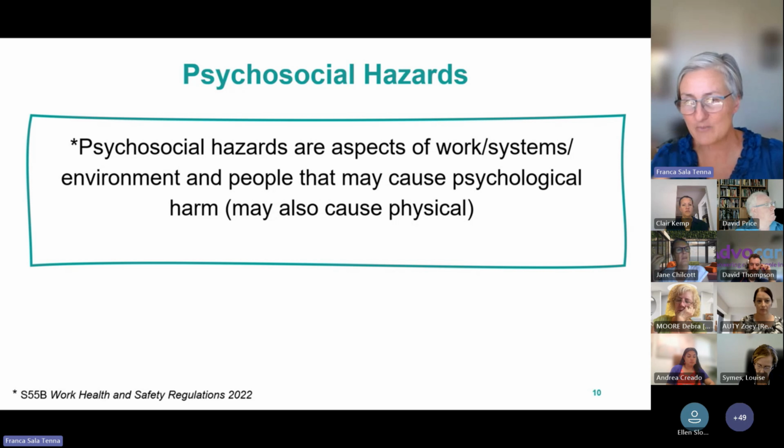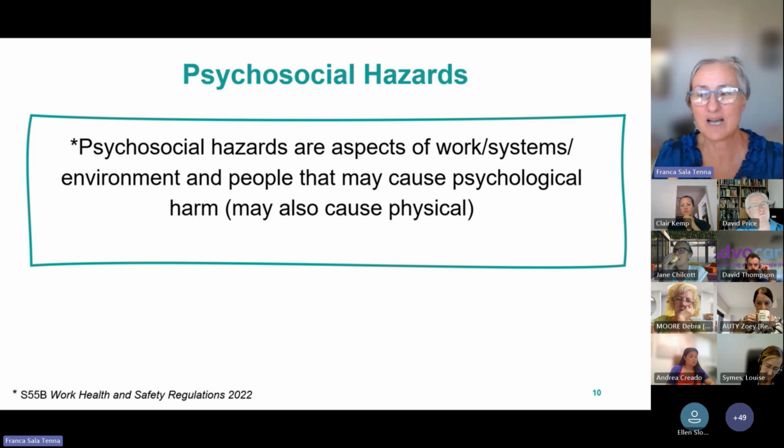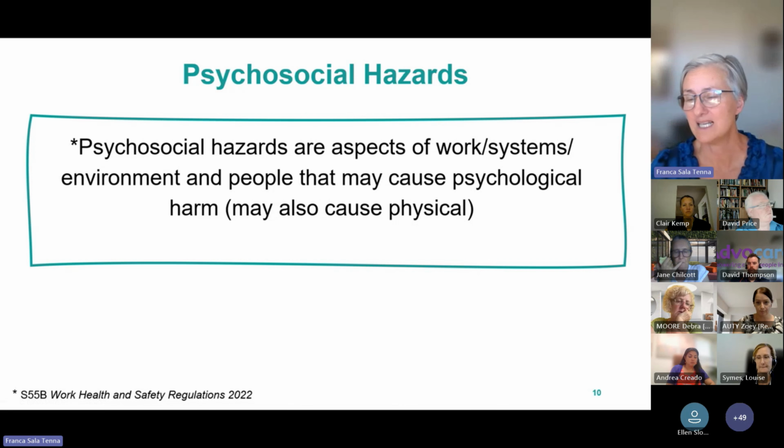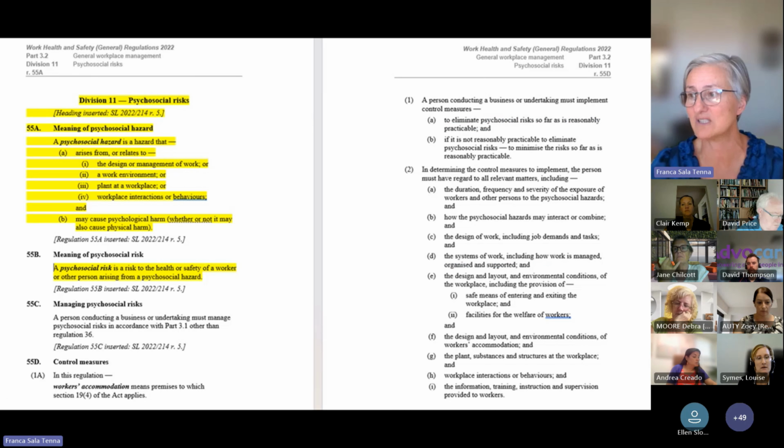Now, I may have people from interstate. I am going to be quoting WA legislation throughout this time. You can kind of find equivalents in other states for some of it, and I will show you a map in a minute just to get a sense of what's happened in Australia in this space. So that's our starting definition.